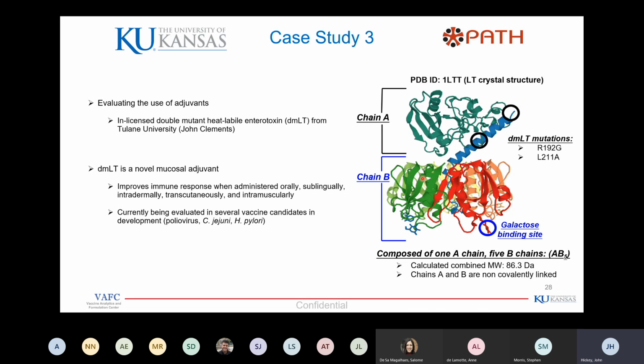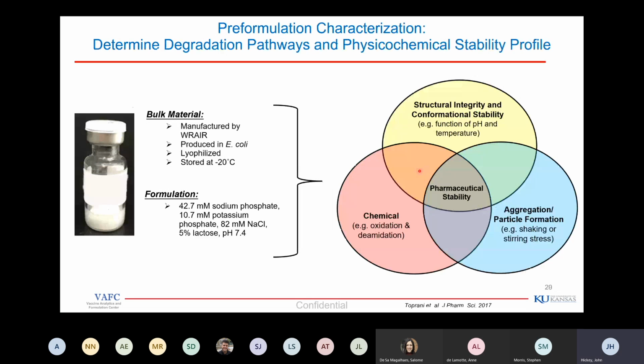Part of our pre-formulation characterization studies include looking at various degradation pathways and physiochemical stability profiles of a molecule. That includes structural integrity, conformational stability, aggregation propensity, and finally chemical resistance or susceptibility. I should state a little bit more about the material we see. This is produced by Walter Reed. It's from E. coli, it's lyophilized, and I have the current formulation right here.